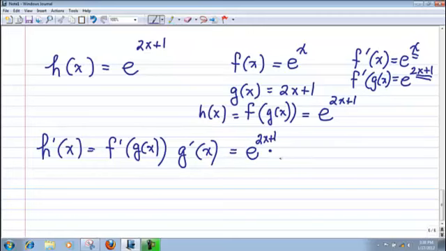So I'm going to multiply f prime evaluated at g of x by g prime of x. And I see that g of x is 2x + 1, so g prime is simply 2. So I'll multiply by 2. So I see that h prime of x is simply 2 multiplied by e to the power of 2x + 1.